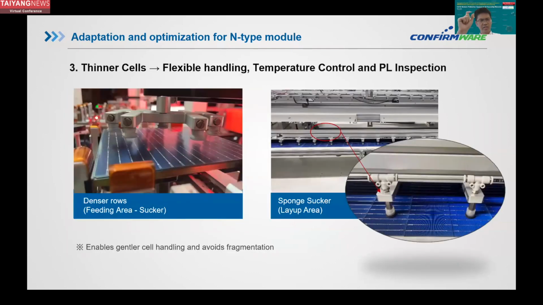As you can see, the cells are very thin now, so it needs a very flexible handling system. After many tests, we found the right material for the suckers. Now it is picking the cells in the right way, and it will not cause micro cracks.